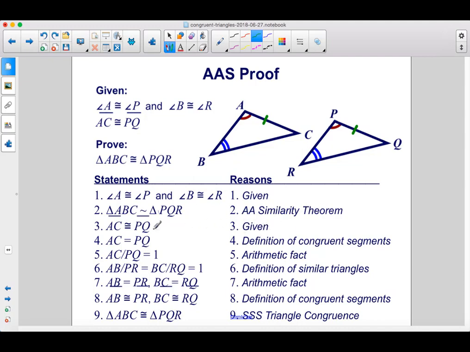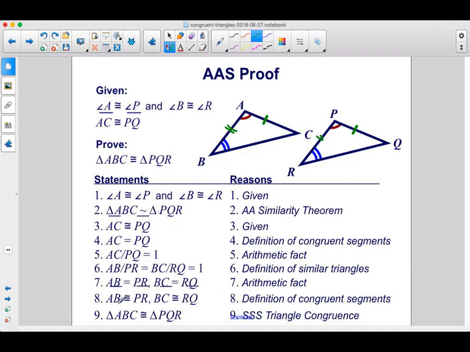Alright, we were also given that segment AC is congruent to segment PQ, which means that they're equal. That's the definition of congruent segments. It's also an arithmetic fact that you can then divide both sides by PQ and get AC over PQ equals 1. Now we can set up this ratio here because of the definition of similar triangles: AB over PR equals BC over RQ, which equals 1. And when you rearrange that, AB over PR equals 1 means that AB equals PR, and same for here, BC equals RQ. That's also an arithmetic fact.